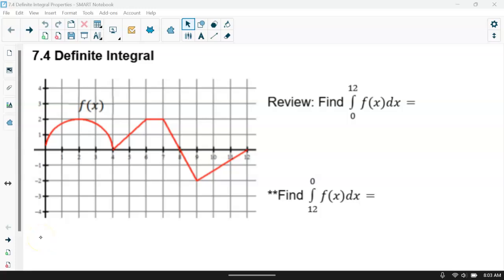In this lesson, we are going to begin looking at different properties of our integral, specifically the definite integral. This problem is actually review. We're going to use this to answer these questions here. So go ahead, pause the video, and get the areas here on your own.